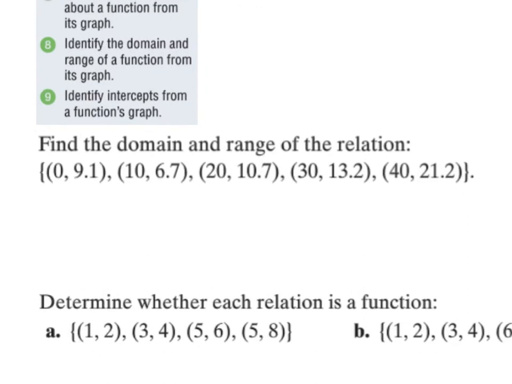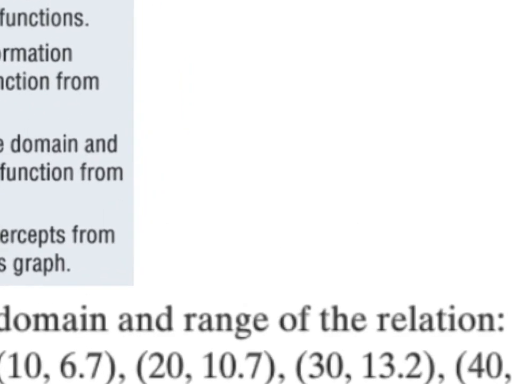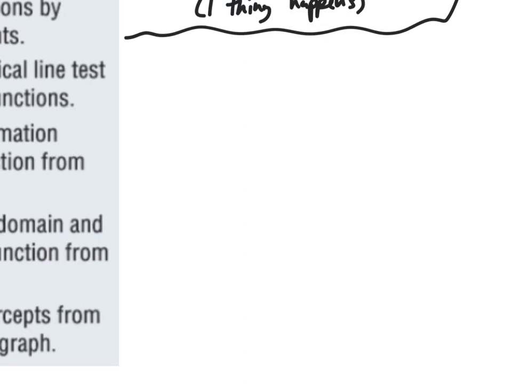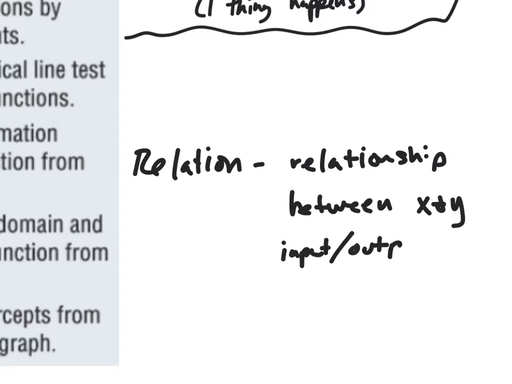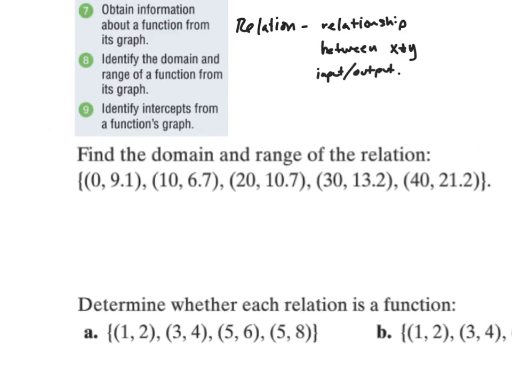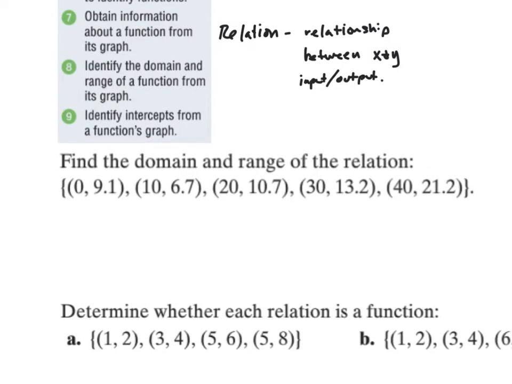Let's talk about this first problem where it says find the domain and range of the relation. Before we move on, a relation is the relationship between x and y, or your input and output, or your domain and range. That's the relationship. A relation we can identify as a function or not. So on this first part, it says find the domain and range of this relation.